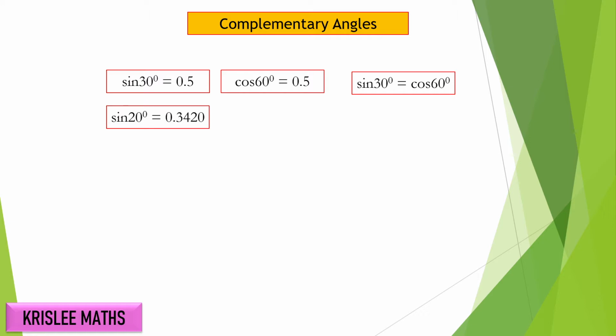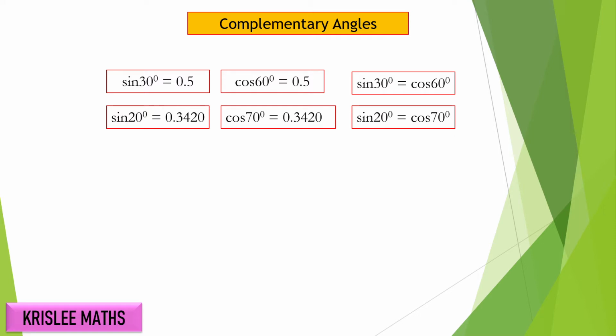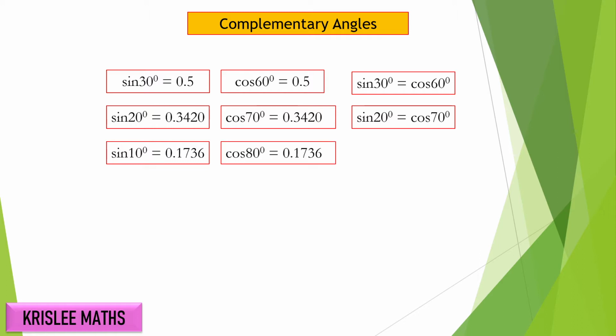Let's try another example. Sine 20. The cofunction of sine, remember, is cosine. The complementary angle of 20 degrees equals 70. Therefore, sine 20 and cos 70 will have the same value. And the last example here, sine 10 should be the same as cos 80. Why? Because the cofunction of sine is cosine and the complementary angle of 10 is 80.